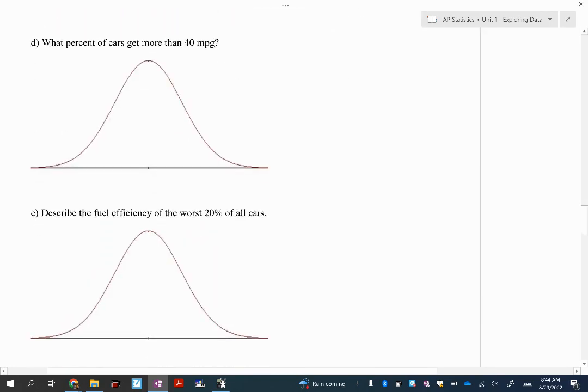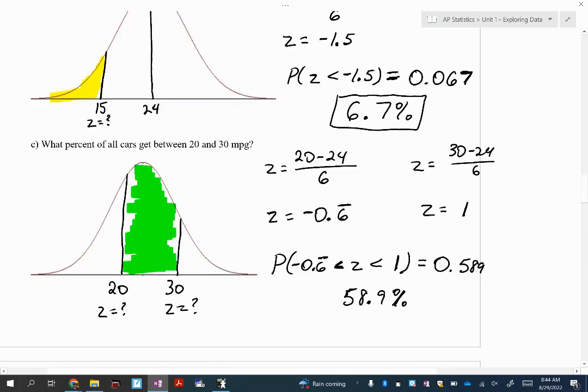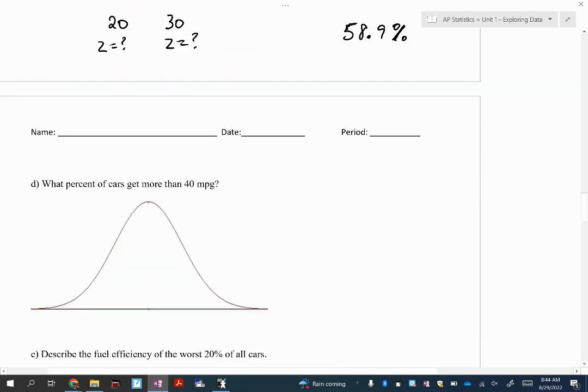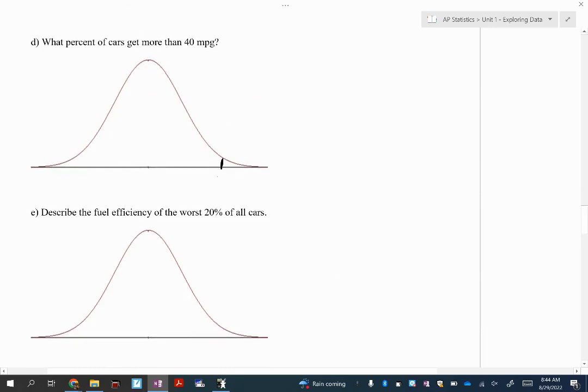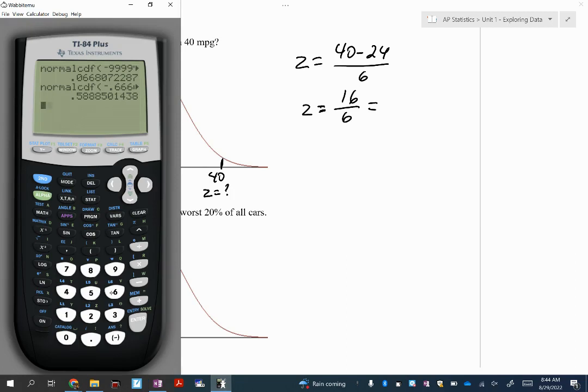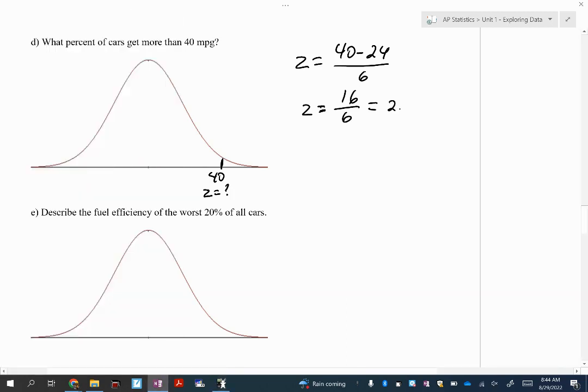Letter D says, what percent of cars get more than 40? I believe I have to go back to my original. 42 was that z-score of 3, right? 3 standard deviations above the mean. So 40 is just shy of it. I'm going to find that z-score. So z-score equals 40 minus 24 over 6. So that's going to be 16/6. And let's see, 6 goes into 16. I don't need to do this division for you. You can do it yourself. And I get 2.6 repeating.